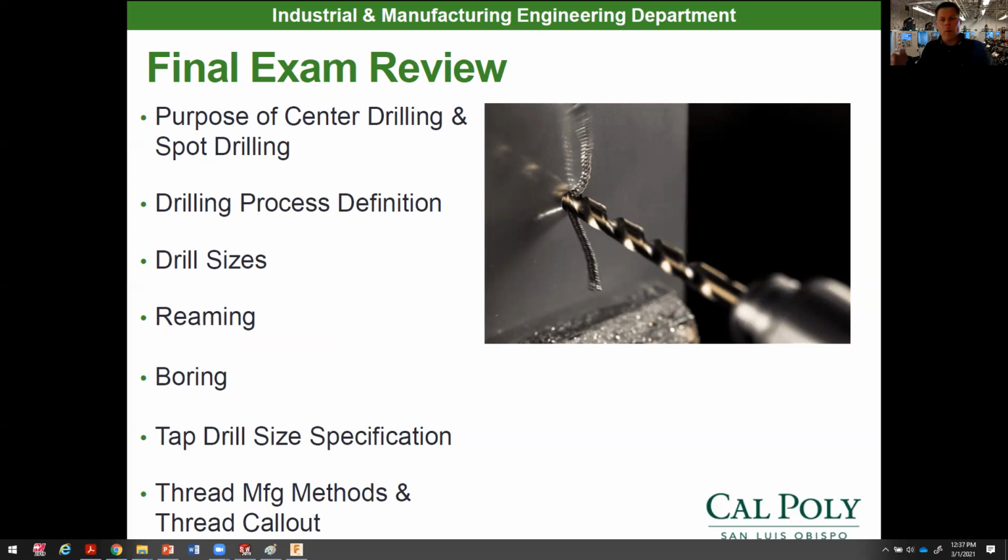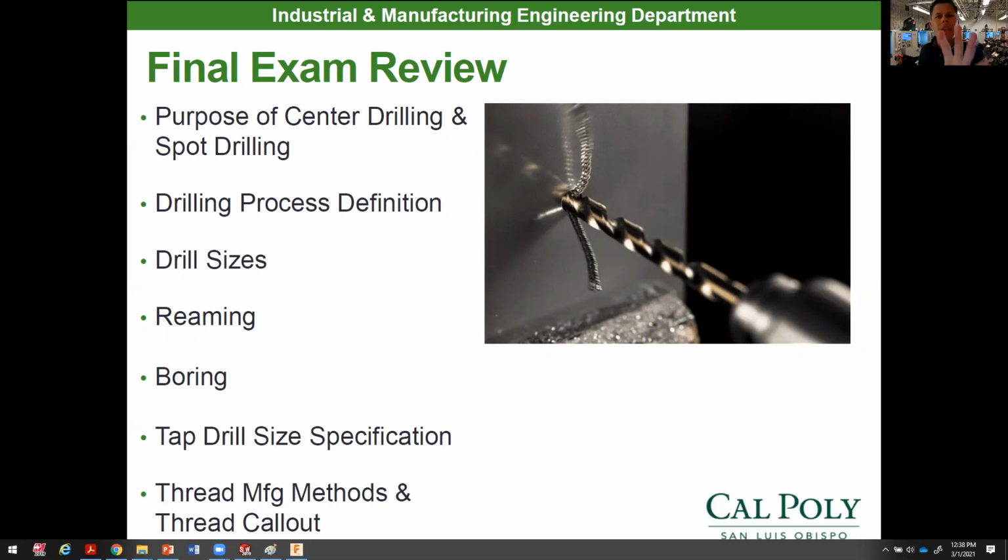So we will center drill or spot drill to locate a twist drill's location on the part. It keeps it from walking off center. It puts us on true position of the hole more so than it would if we just drilled with a regular drill bit. So I would know what the purpose of center drilling or spot drilling is on a part. Also, I would know the drilling definition, the process definition. I kind of already covered that one.